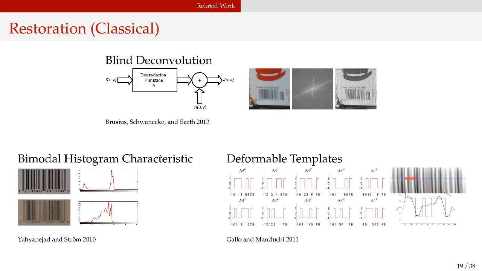Another approach, presented by Gallo et al., is based on deformable templates representing barcode symbols. The algorithm shows good results if the barcode is well presented in the image. However, for small resolution, like when the barcode is far away from the camera, this solution is not working at all.